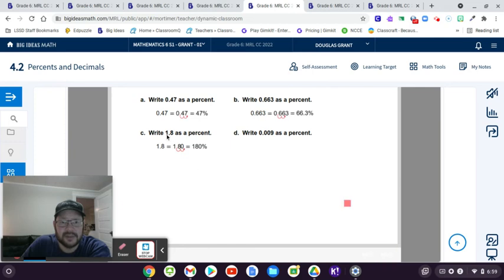So anytime you have a decimal that's bigger than 1, you're going to have a percent that's bigger than 100%. And this last one, what about 0.009 as a percent? Okay, you still move the decimal 2 spots, and it ends up being 0.9%. Okay, so hopefully straightforward. You just move decimals. That's it. 2 places to the left if you're going from percent to decimal, 2 places to the right if you're going from decimal to percent.